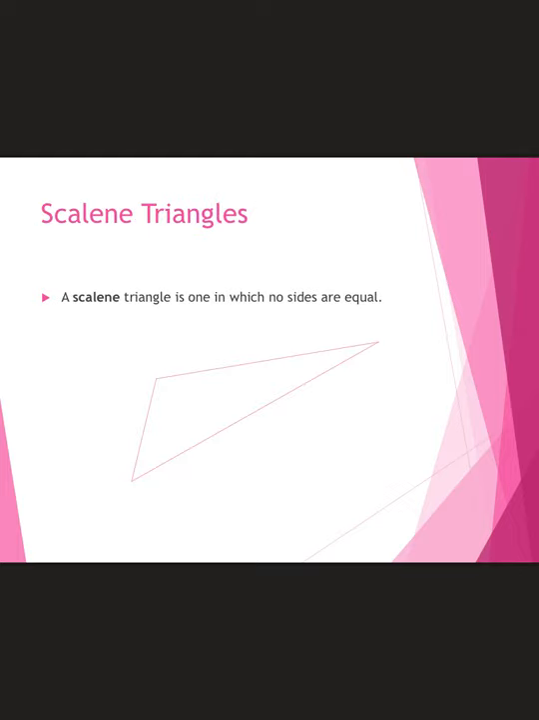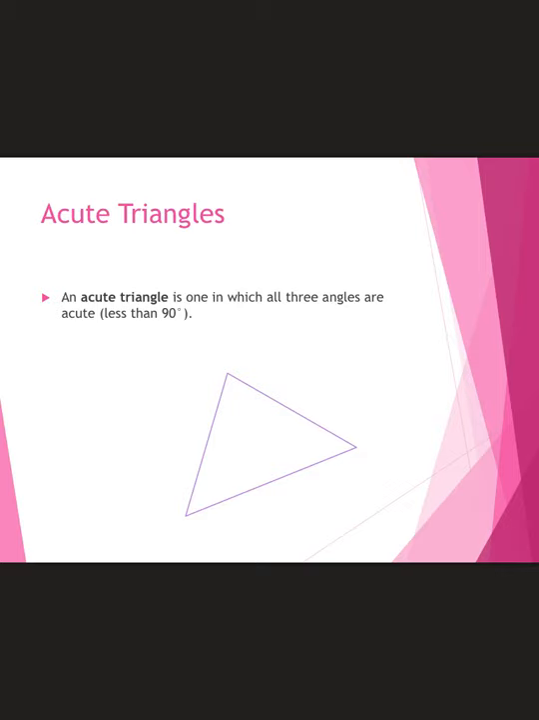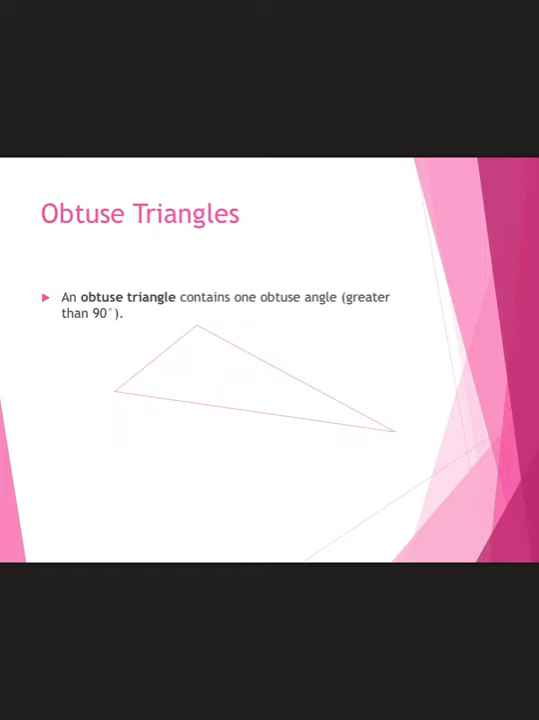A scalene triangle is a triangle where no sides are equal. An acute triangle is where all 3 angles are acute, or less than 90 degrees. An obtuse triangle is going to contain one obtuse angle, and remember that obtuse means it's greater than 90, and here in this picture you can see that's this angle.